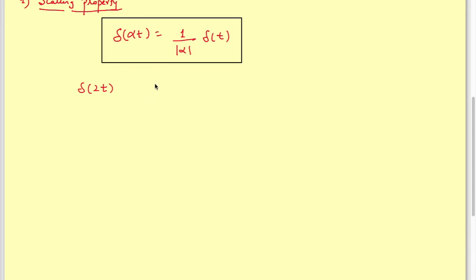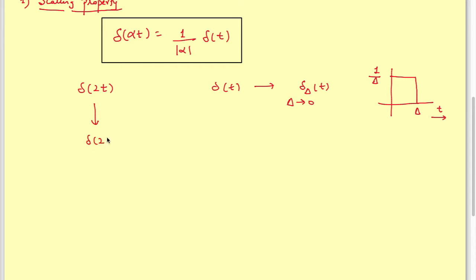We know that delta t is nothing but delta of delta t, where delta approaches 0, and it looks something like this. Here the width is delta and here the height is 1 by delta, as the area of our unit impulse function is 1. Now if I plot delta of 2t, it is time scaling, so this signal will look something like this, with width delta by 2, and since I am not changing the amplitude, the height will be 1 by delta.